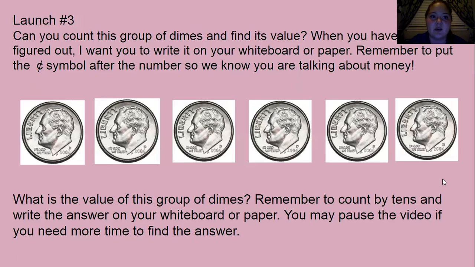Okay, can you look at this group of dimes and count how much it's worth? When you have the answer, I want you to write it on your whiteboard or paper. Remember to put the cent symbol after the number so we know you're talking about money. So go ahead and get out your whiteboard and paper. Erase your whiteboard if you haven't erased it yet. Remember, you're counting dimes, so we're going to count by tens. All right, go ahead and take some time now to figure how much this group of dimes is worth.